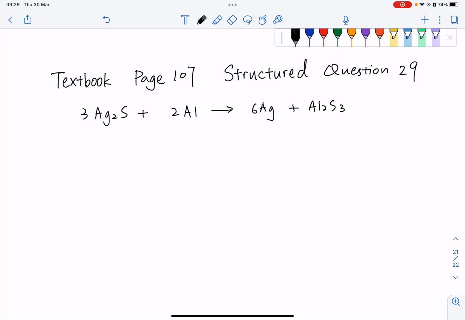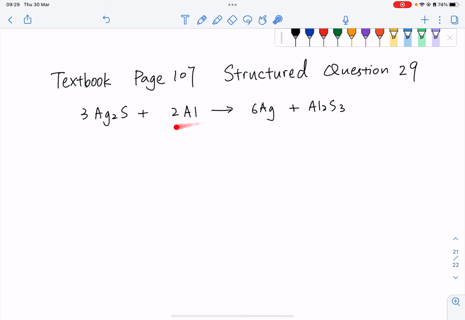Now let's take a look at page 107, the structure question number 29. The question is pretty long, so let's read it all together. Like it says, braces originally made of pure silver take over time and form some black silver sulfide on the surface, and we want to clean this up.